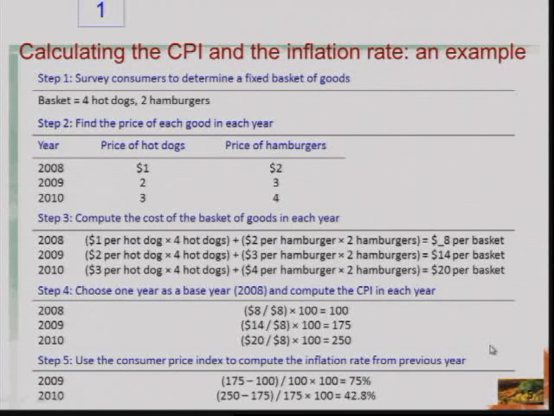Okay, let's take a look at an example. Can y'all see this from the back? Okay, we've got a simple basket of 2 hamburgers and 4 hot dogs. And if these are the prices, let's take a look at 2008. So hot dog is $1 and hamburgers are $2. How much is it going to cost us total to buy 4 hot dogs and 2 hamburgers in 2008? Okay, so if hot dogs are $1 each, that's going to be $4, right? Hamburgers are $2 each, that's 4. 4 plus 4 is a total of 8.